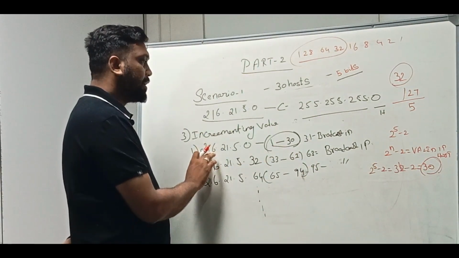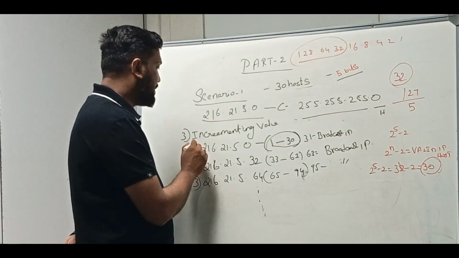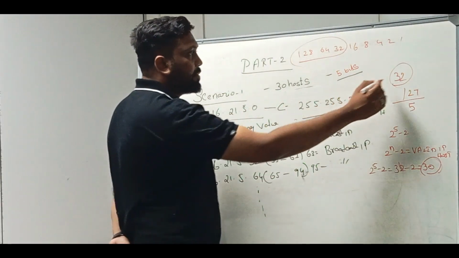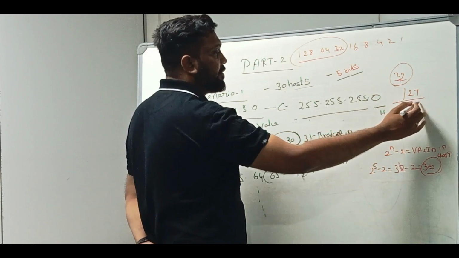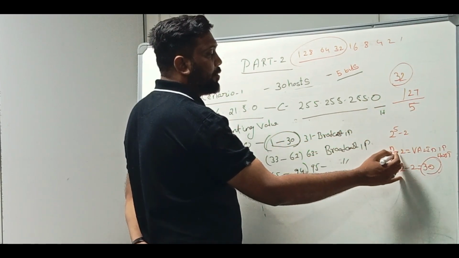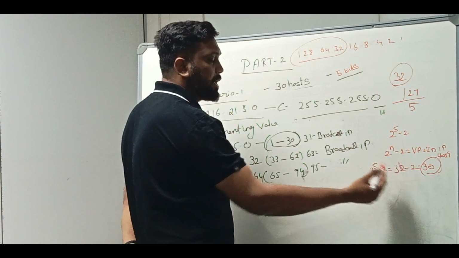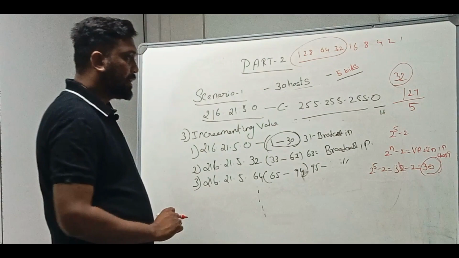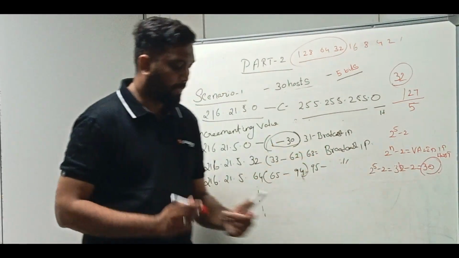Based on this, the network is /27. Already we have calculated it as /27. 32 minus 27 gives 5. 2 power n, 2 power 5 minus 2. 2 power 5 equals 32. 32 minus 2 equals 30. This is how to find the host value.